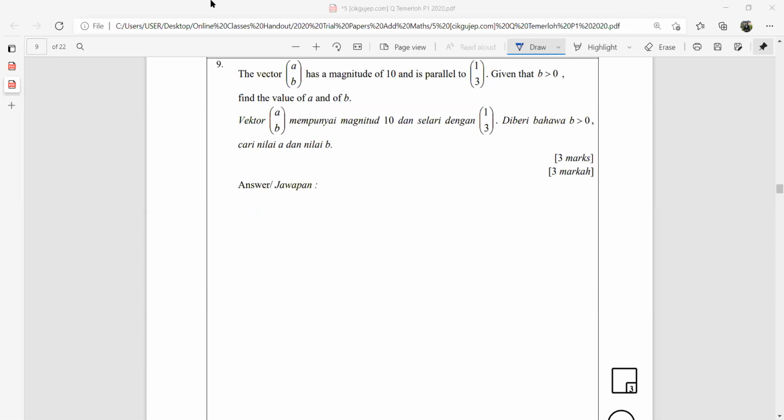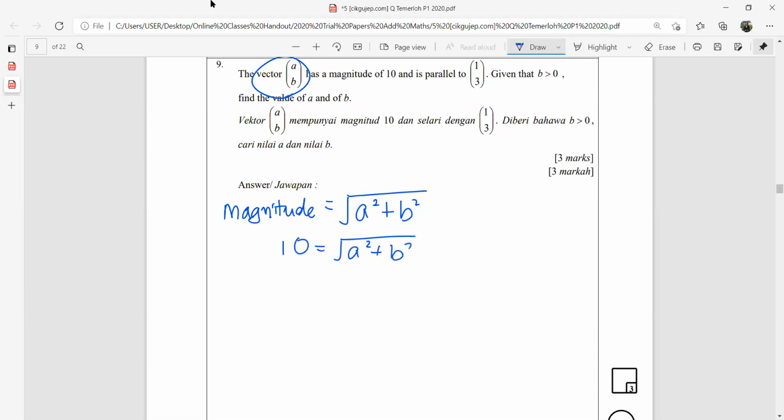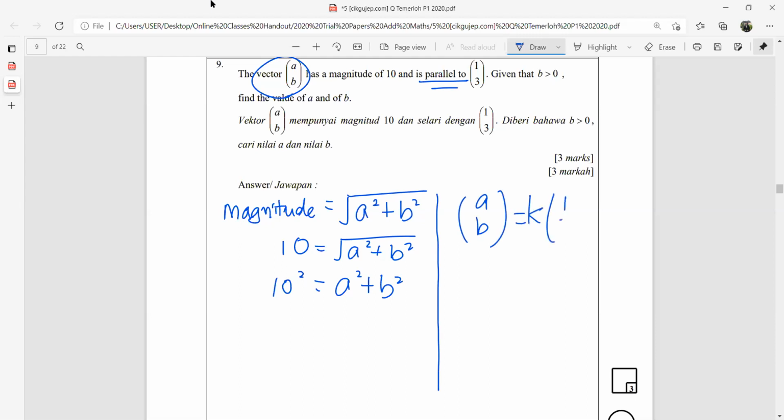Vector AB has a magnitude. So the magnitude of this vector is the square root of A squared plus B squared, which equals 10, as they give you. Bring the square root over, it becomes squared. The question asks you to find the value of A and B, and says parallel to (1, 3). Parallel means vector AB equals K times the vector.